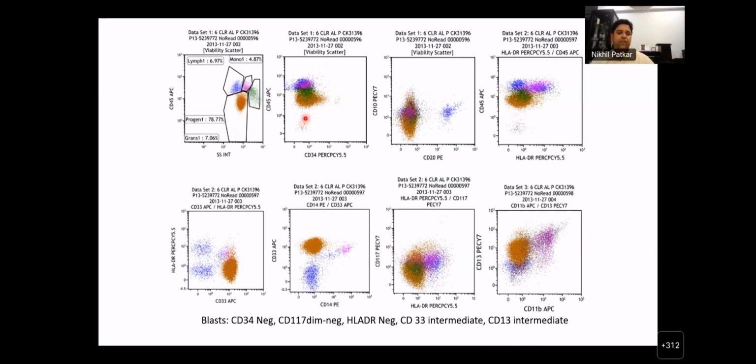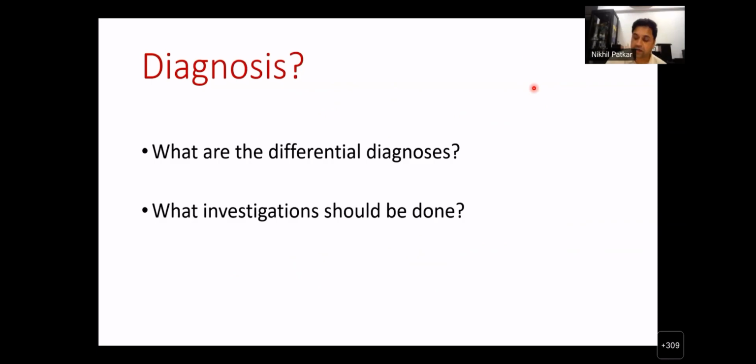So the important thing to note here, okay, so let's look at the flow cytometry for this. So would you want to read the flow for this case and see what you think? So in this case, CD34 is negative, 117 is negative, HLA-DR is negative, CD33 is intermediate, 13 intermediate, and CD11b is negative. Okay, the brown cells are the tumor cells. They are negative for CD11b. Okay. So the important thing here is that they are negative for CD34, they are negative for HLA-DR, and positive for all myeloid markers. So what is the differential diagnosis here?